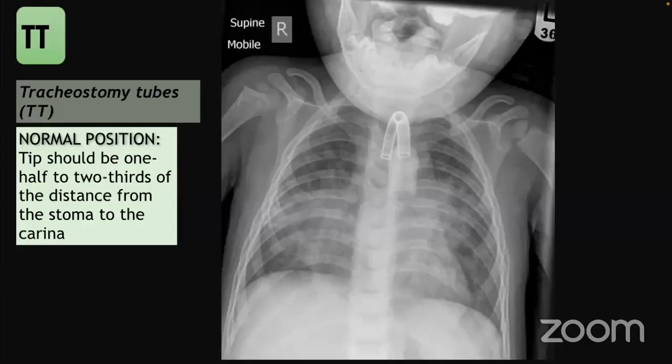The next tube is the tracheostomy tube. This type is the armored tracheostomy tube. The tip should be midway between the carina and the level of the clavicles. It's like the endotracheal tube as well. It's in position here.